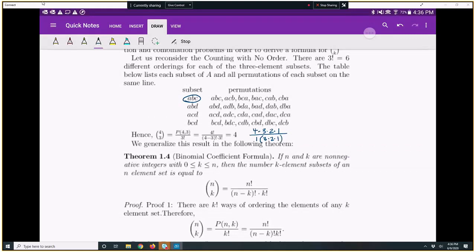So when we canceled, we'd just be left with 4 over 1, which is 4. And that's the answer we found.